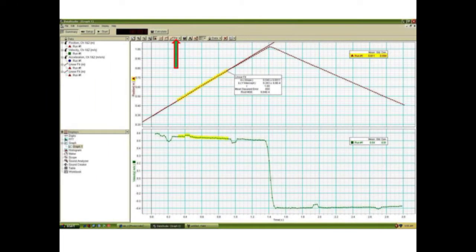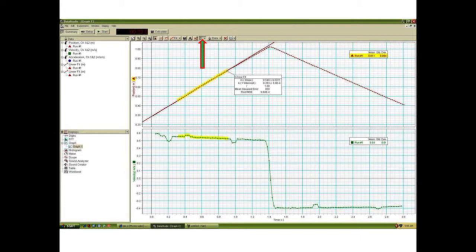Highlight a linear region of the position graph with positive slope and perform a linear fit using the Fit menu button. Record the slope m along with its error. Highlight the corresponding velocity data below and click on the Statistics button, shaped like the Greek letter sigma, to record the mean and standard deviation of velocity.